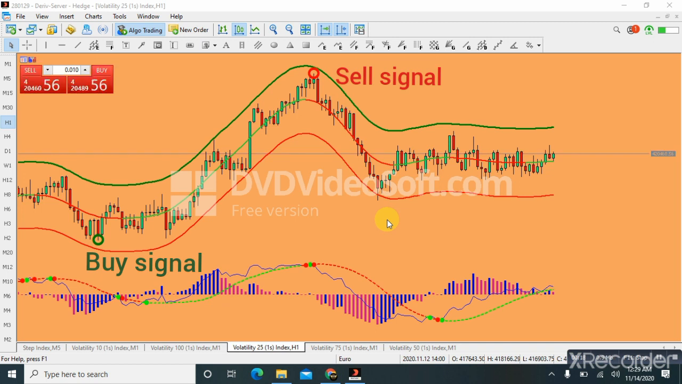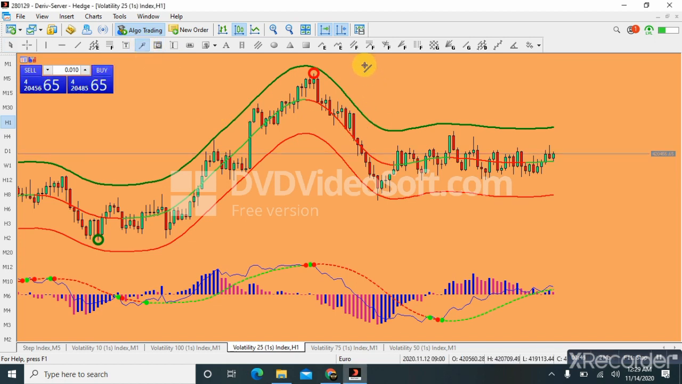So today I'm going to show you an awesome non-repeat indicator, 100% true. Sorry, not 100%, because in the trading world nothing is 100%, but this is awesome, you can say it is 90% accurate. How does it work? Very simple and easy. Let me define how it works.